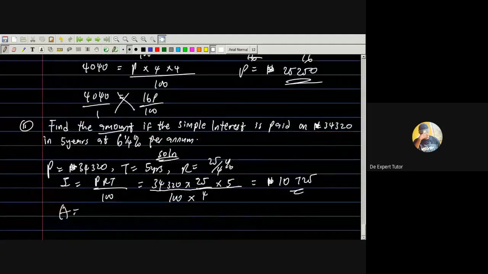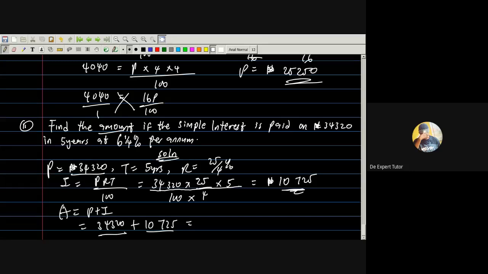So I have my amount to be what? Principal plus interest. And my principal is 34,320, plus 10,725. This is my principal, I have it here. This is the interest that I just calculated. So you add them to each other. You should be getting 45,045. That is it. That's how to calculate that.